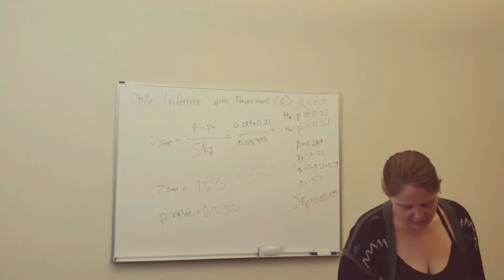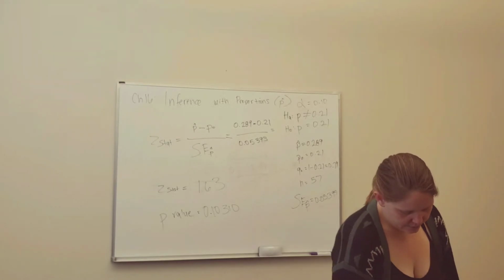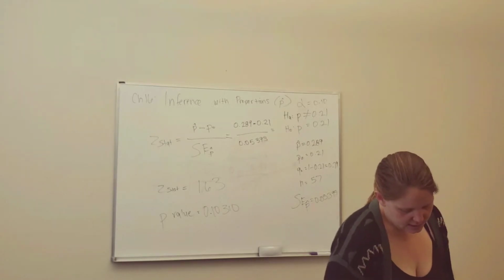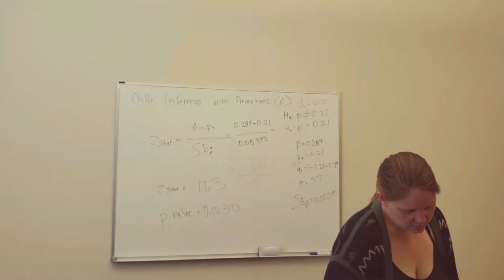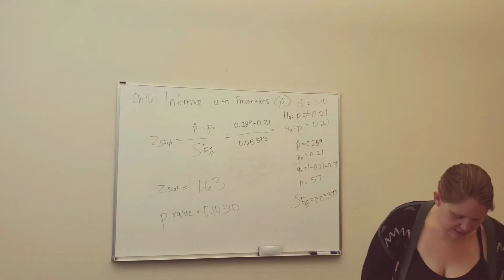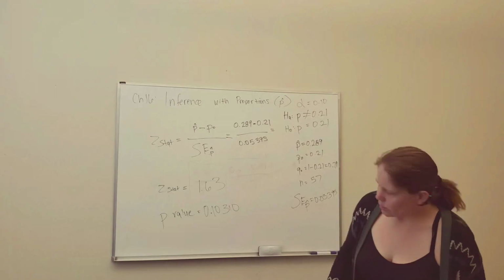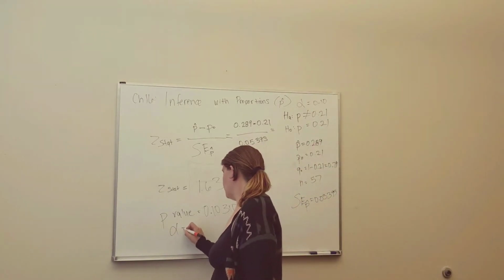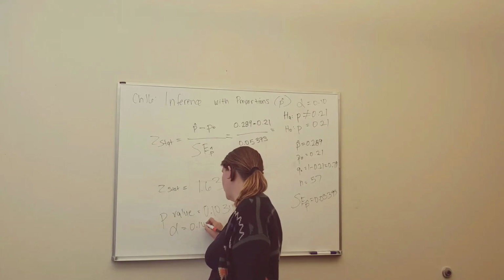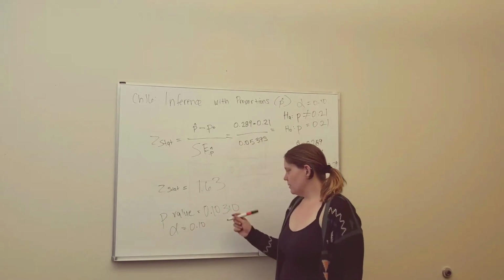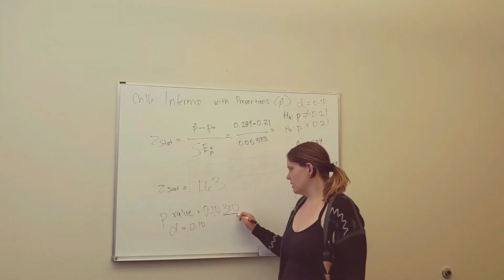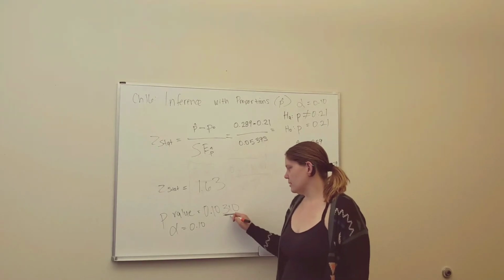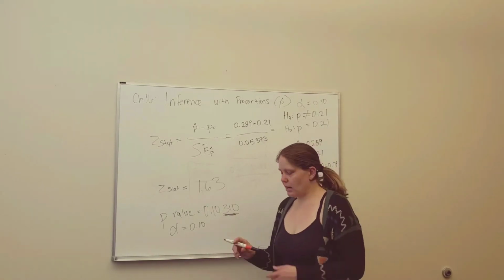Now we compare that to our alpha value. This is how we make our conclusions in hypothesis testing. We say our p-value compared to our alpha value. Well, our p-value is slightly larger because it has some additional numbers out here. It's slightly larger than our alpha value.